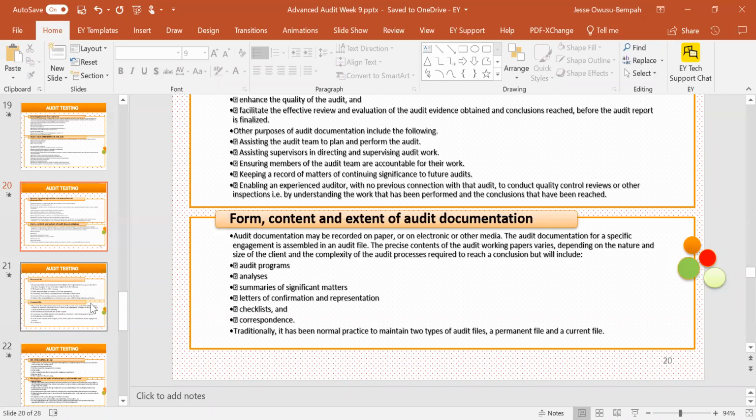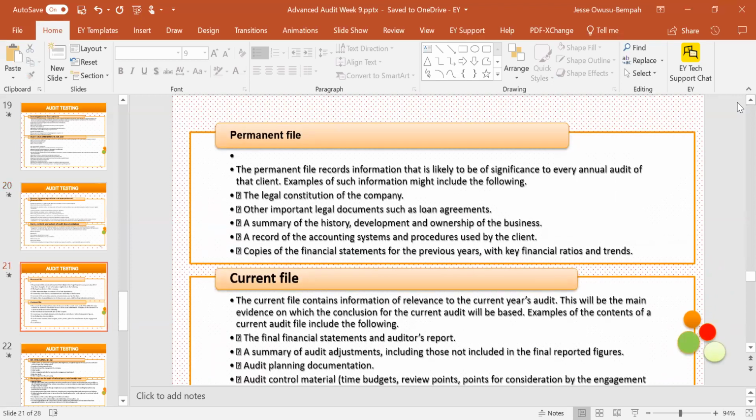There are two types of audit files. We have the permanent file and we have the current file. The permanent file records information that is likely to be significant to every annual audit of the client. That's why it's called permanent, because it is going to be significant for every annual audit.